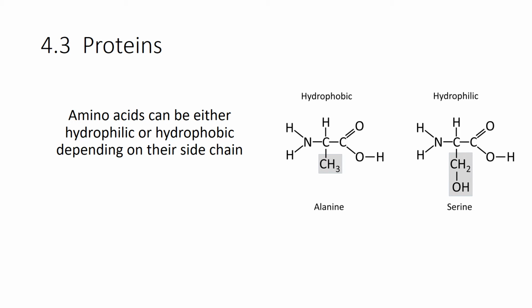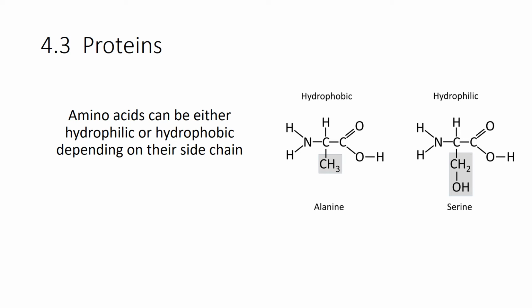Okay, let's go back to amino acids for a second. Here we've got two different types, alanine and serine. One is hydrophobic, one is hydrophilic. Now I know you're looking at that amino acid going, I know that carboxyl is hydrophilic and that amine group is hydrophilic. And you are correct. And they're hydrophilic because those can form hydrogen bonds with water.